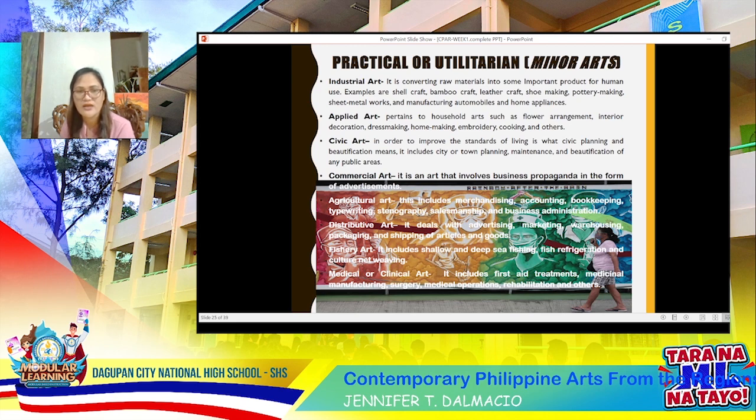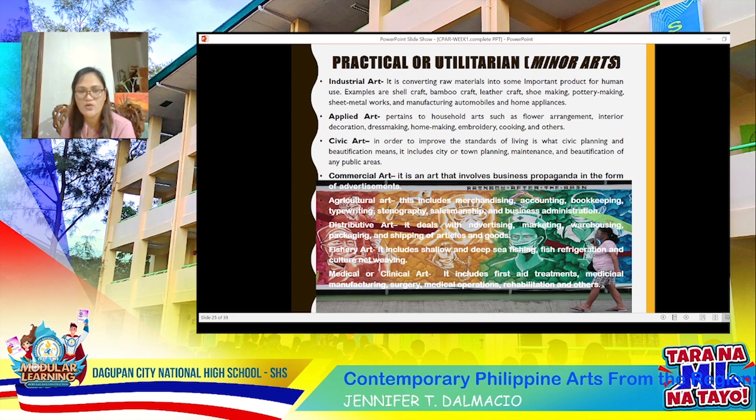Industrial art is the converting of raw materials into important products for human use. Examples are shell, bamboo, and leather crafts, shoemaking, pottery making, sheet metal works, and manufacturing automobiles and home appliances. Applied art pertains to household arts such as flower arrangement, interior decoration, dressmaking, homemaking, embroidery, cooking, and others. This also includes the present artistic designs of our face shields and face masks.